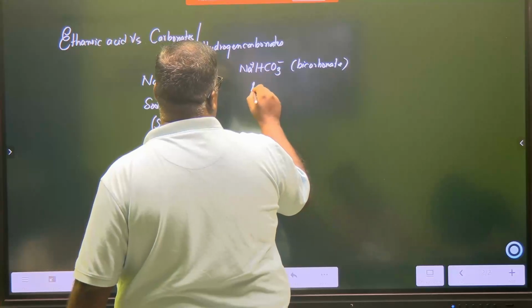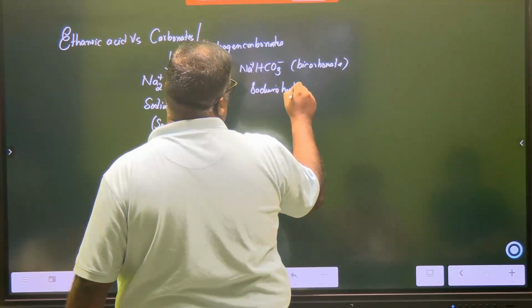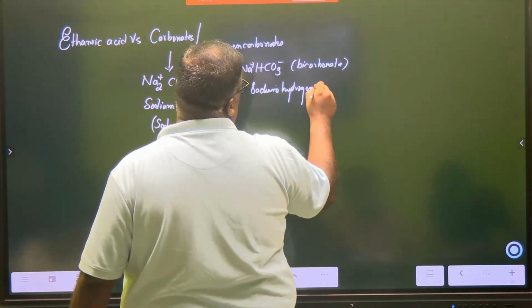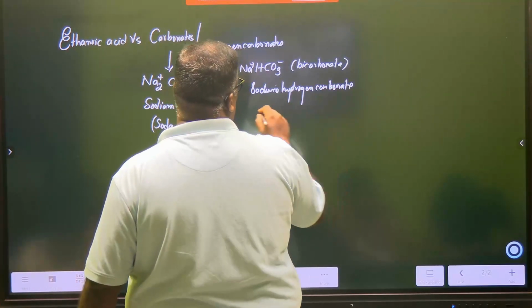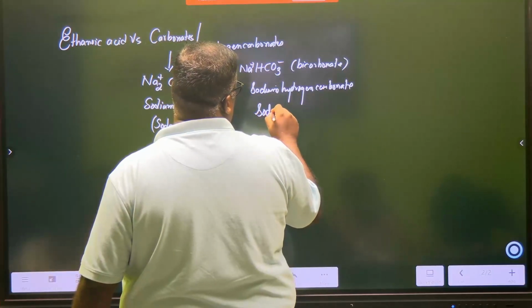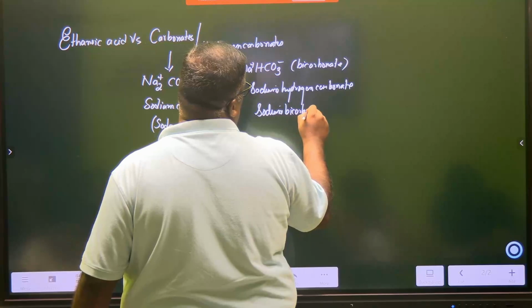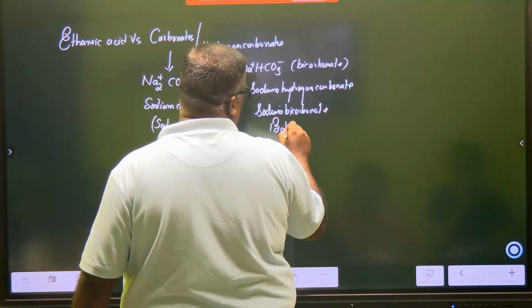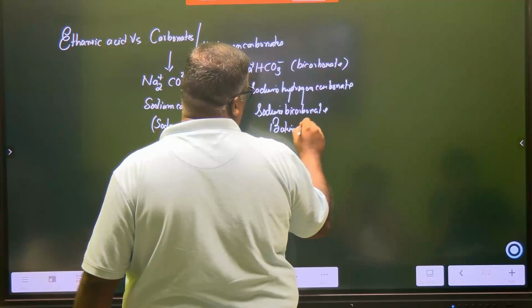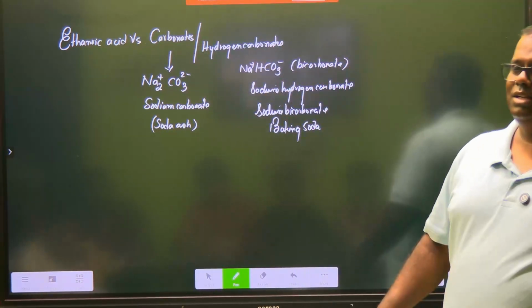This becomes sodium hydrogen carbonate, also known as sodium bicarbonate, also known as baking soda. Do not forget this.